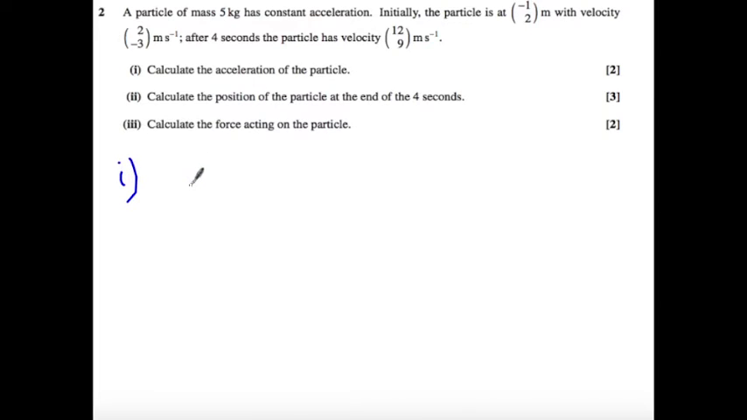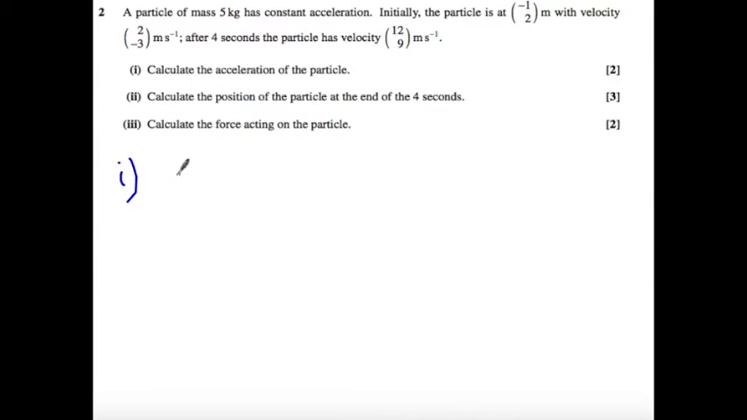Question 2, I'll just get rid of all the incorrect working I just did in my first attempt. Right, so firstly, we've got a particle of mass 5 kilograms that's moving with constant acceleration. So initially the particle is at minus 2 meters, and it's travelling with velocity 2 minus 3. And then after 4 seconds, it's now got a velocity of 12.9. So the first thing I want us to do is calculate the acceleration of the particle.